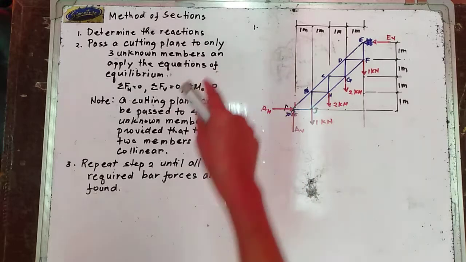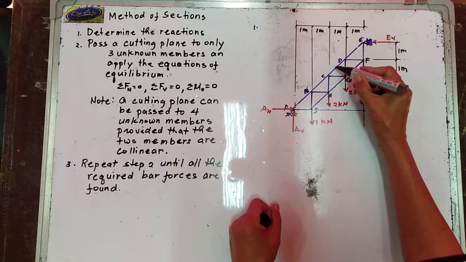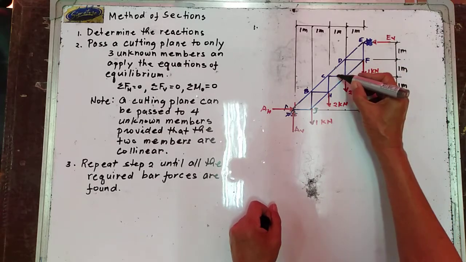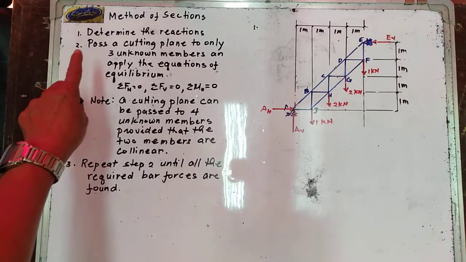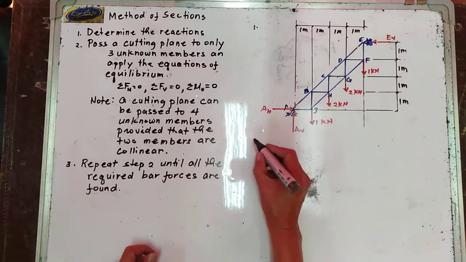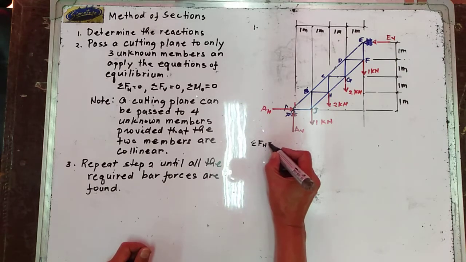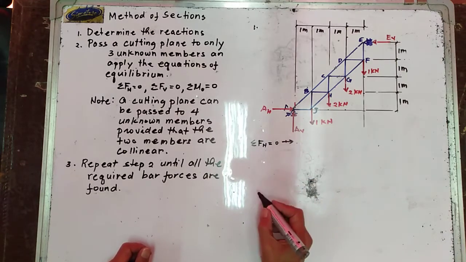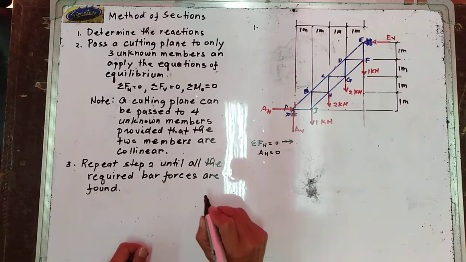So, for this problem, let us try to find the forces in members CD and CG. So, this is now CD and CG. The first step is to determine the reactions. Now, if you take summation of forces horizontal equal to 0, to the right forces positive, then your A horizontal is equal to 0.